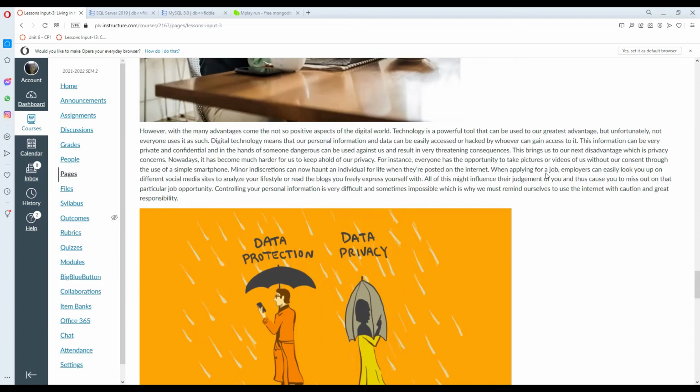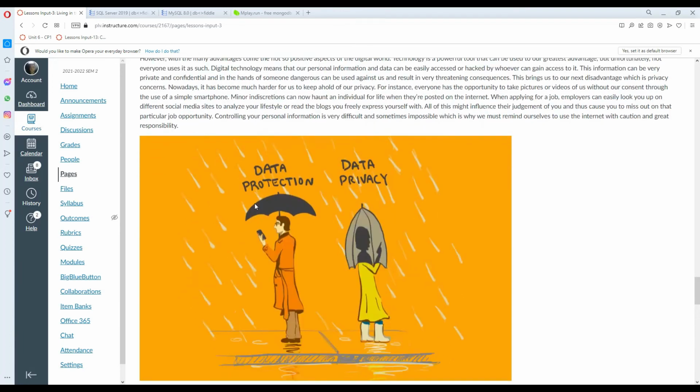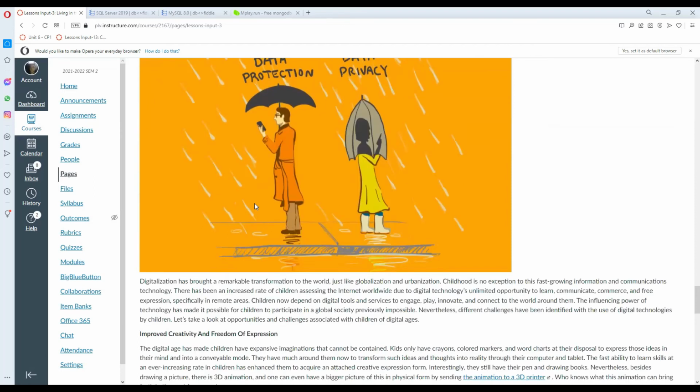In applying for a job, employers can easily look you up on different social media sites to analyze your lifestyle or read the blogs you use to express yourself. All of this might influence their judgment of you and thus cause you to miss out on that particular job opportunity. Controlling your personal information is very difficult and sometimes impossible, which is why we must remind ourselves to use the internet with caution and great responsibility.